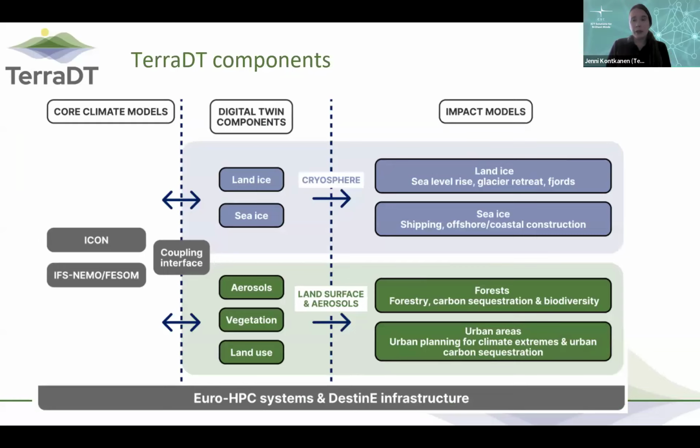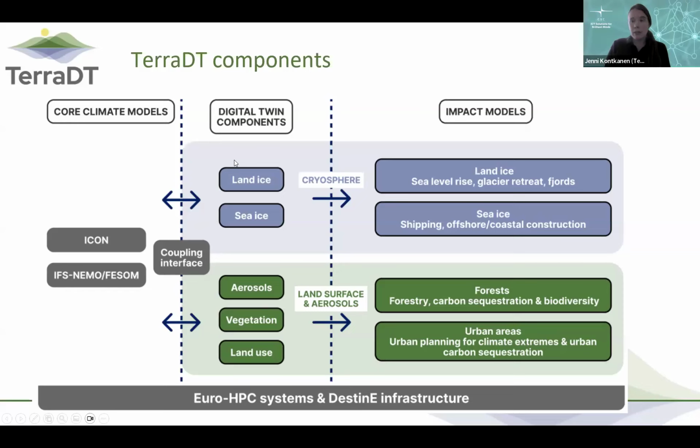This schematic here illustrates these components a bit more. So here on the left-hand side, you can see these core climate models. They are ICON, IFS-NEMO, and IFS-FESOM. And as already mentioned, they are the same models as in the Destination Earth. They are all global kilometer-scale coupled climate models.